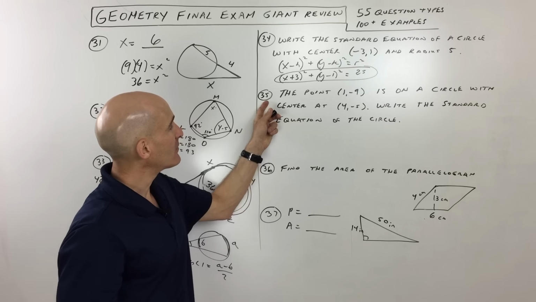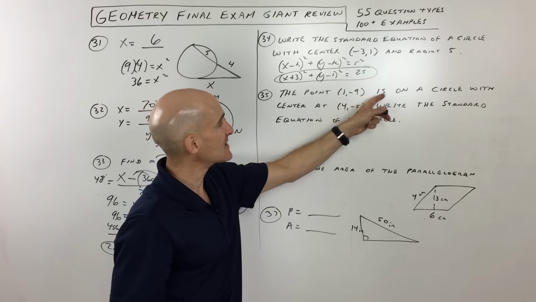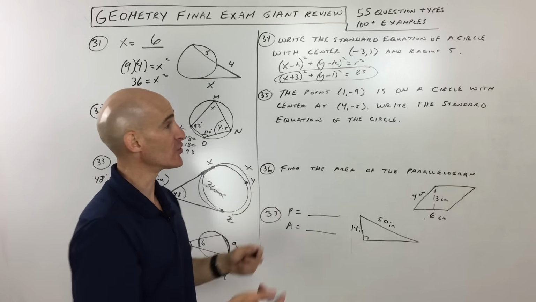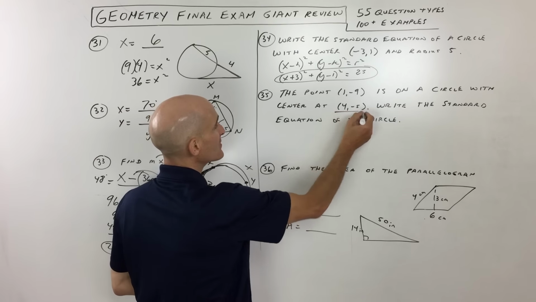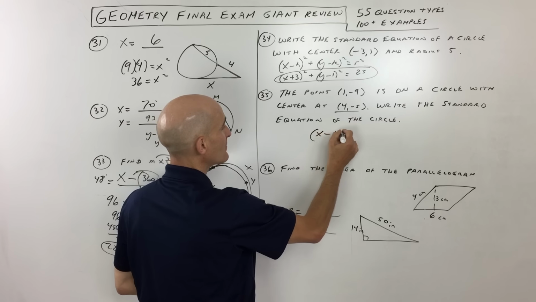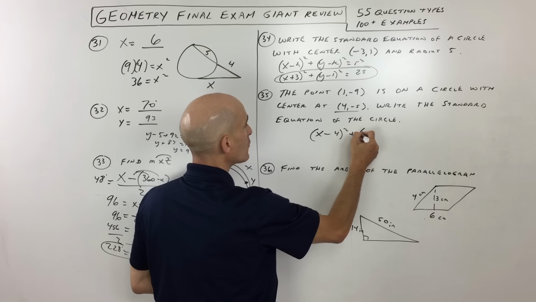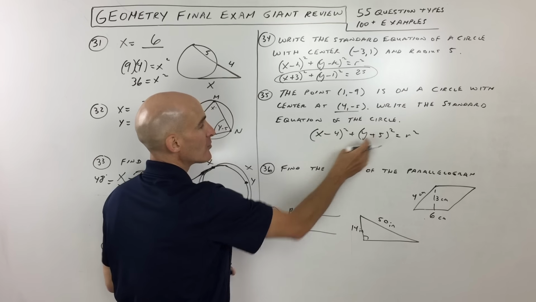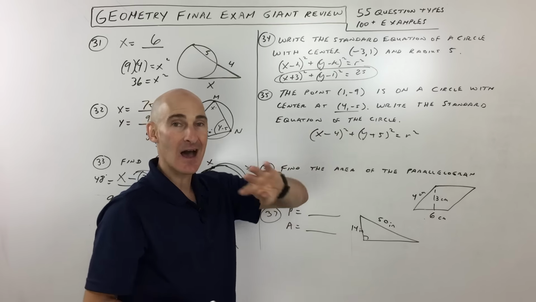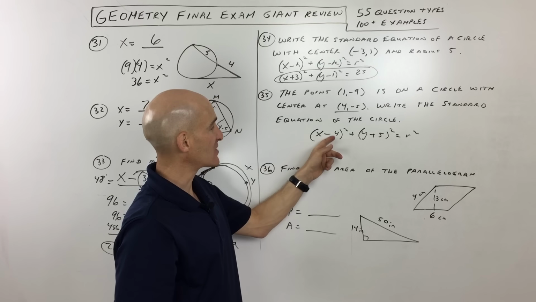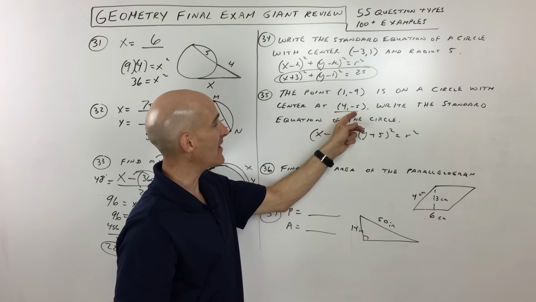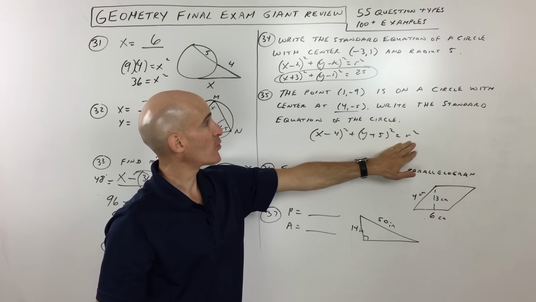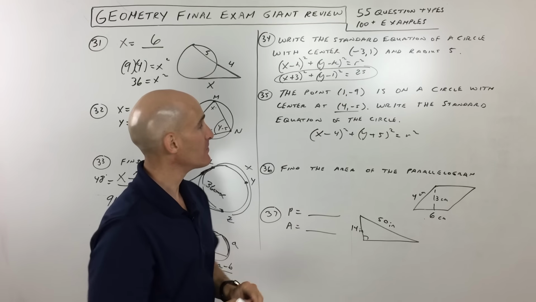Number 35 gives us the point (1, negative 9) on a circle with the center at (4, negative 5). Write the standard equation of the circle. A little bit of a different variation here. The center is at (4, negative 5), so that's (x minus 4) squared plus (y plus 5) squared equals the radius squared. One thing you'll notice is that these numbers here are always the opposite sign, so this is actually positive 4, negative 5, the center, because you're subtracting. But we have to find out what r squared is to complete this equation. But they give us a hint.